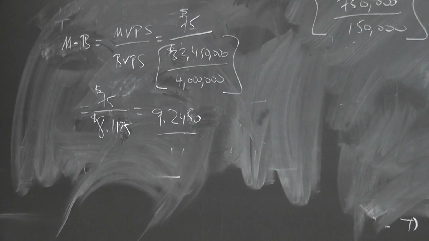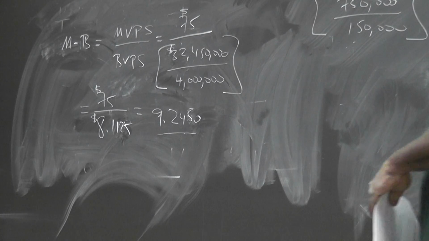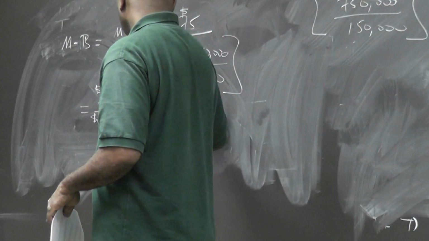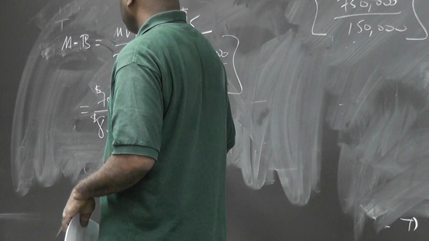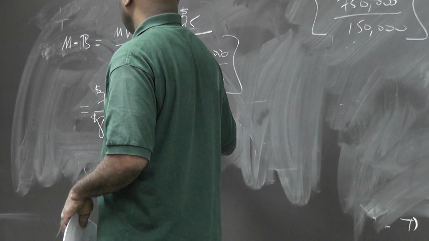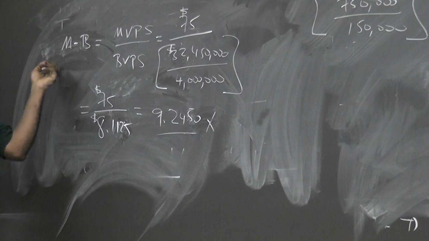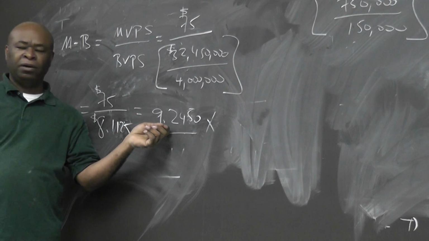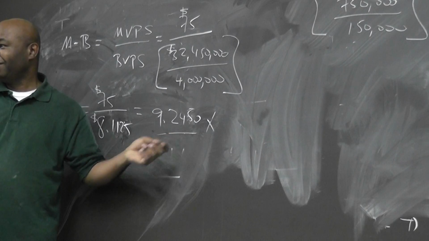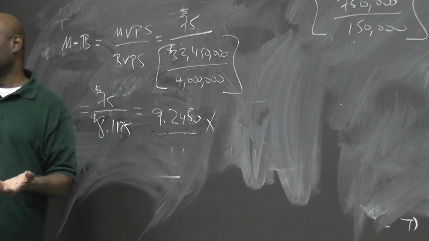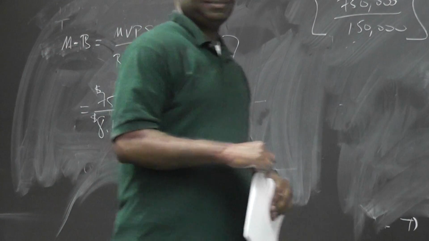So what's the unit here? Times, because the interpretation is that the market value is 9.24245 times the book value.